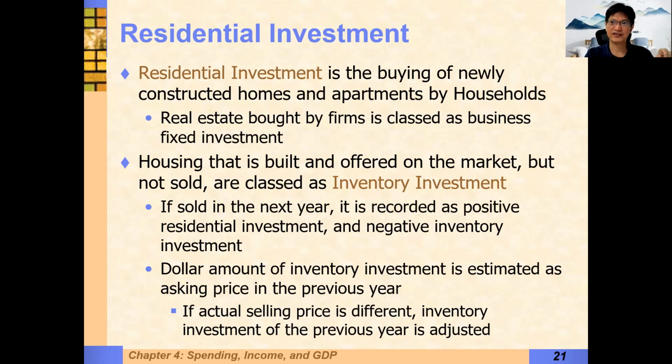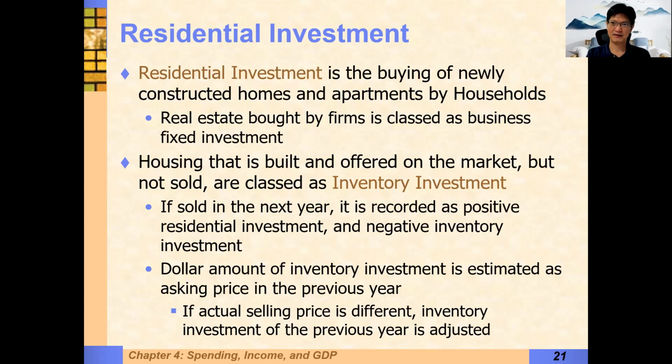So it should contribute to GDP in 2020. How do we do that? We consider that as inventory investment by the developer because they didn't sell it. They produced it, but they didn't sell it. So housing that's already built in 2020, offered for sale, is inventory investment. And then when they sell it in 2021, that's residential investment by the household, but it's negative inventory investment by the developer. So it cancels out. So 2021 GDP on net doesn't change.